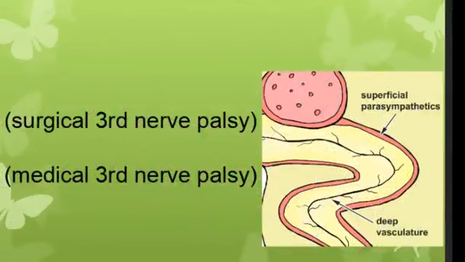So the eye in third cranial nerve palsy appears to be deviated laterally and downward. Since the preganglionic fibers lie near the surface, compressive lesions of the nerve dilate the pupil, which is called surgical third nerve palsy. But infarction of the central portion of the oculomotor nerve, as occurs in diabetic ophthalmoplegia, may spare the pupil, which is called medical third nerve palsy.